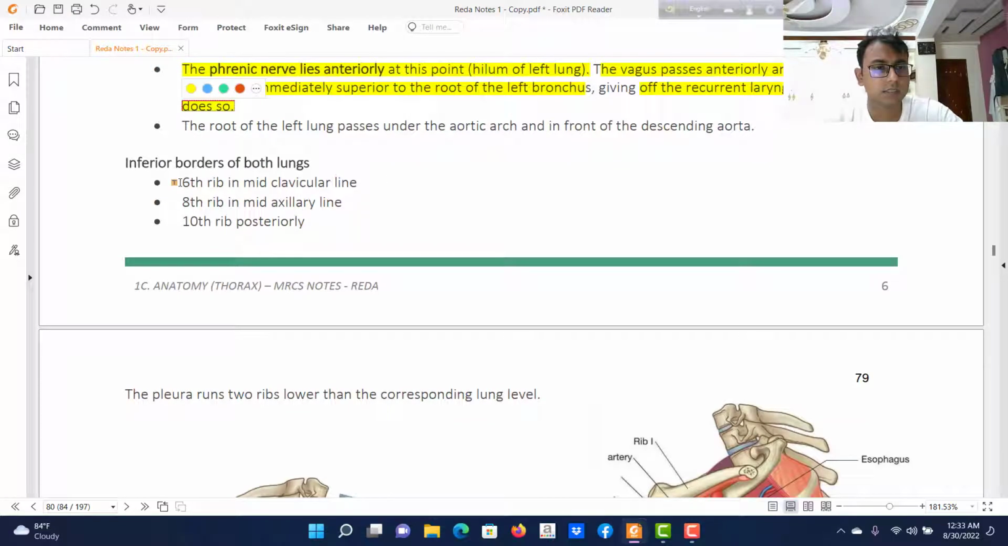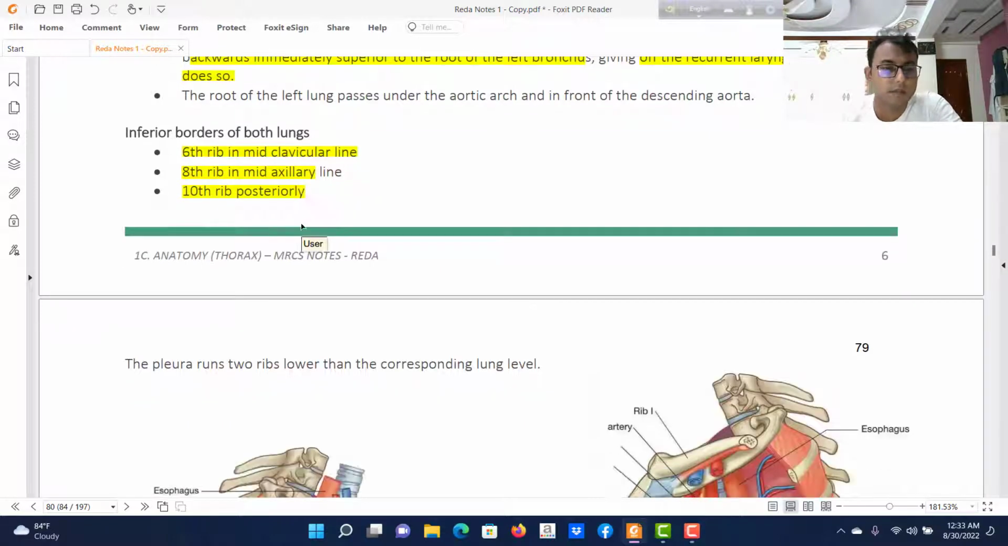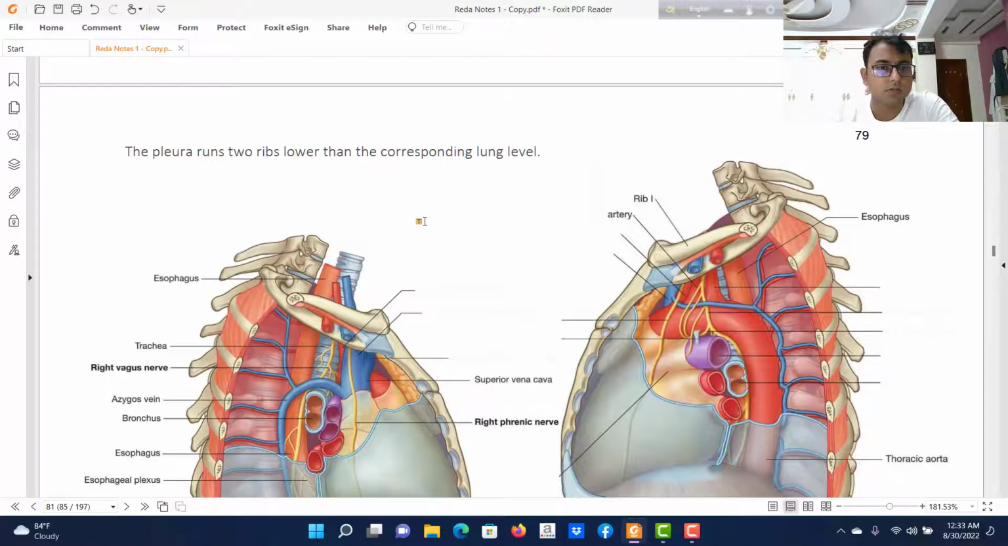The inferior border of both lungs is at the sixth rib in the mid clavicular line, the eighth rib in the mid axillary line, and the 10th rib posteriorly. So the inferior border relationship from the very front is the sixth rib in the mid clavicular line, the eighth rib in the mid axillary line, and the 10th rib posteriorly. The pleura runs two ribs lower, so no need to go into that.